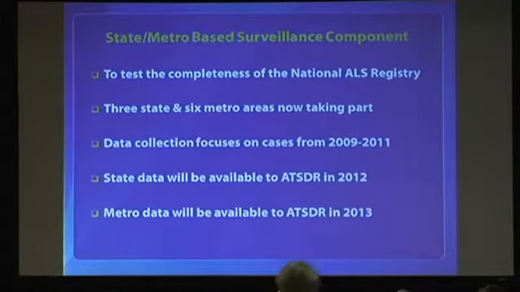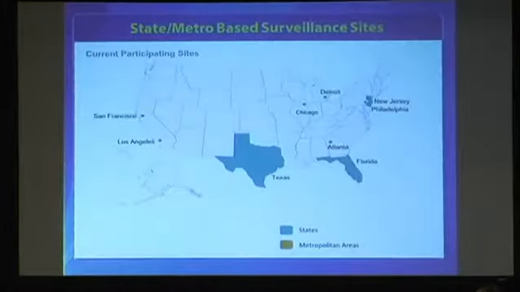Right now, there are 3 states taking part, 6 metro areas. They're collecting data on specific years. We'll take the data that they collect and compare it to the data in our registry and find out, are they collecting more cases than we see in our registry? If so, then we need to tighten up our methodology at ATSDR to find out why we aren't getting all the cases that we should see. This is just a map right now of those that are participating.